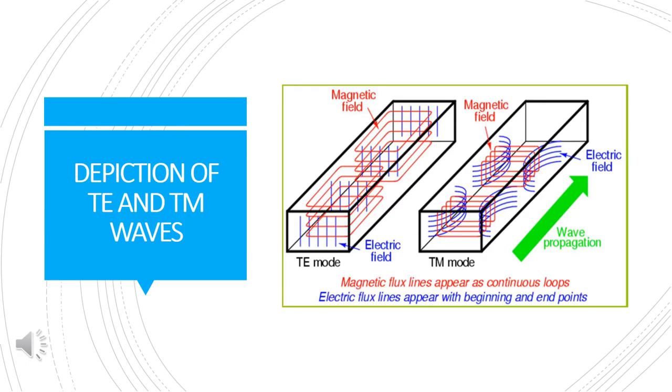So this diagram depicts the TE and the TM waves. Considering the direction of wave propagation, the first diagram shows the TE mode where the electric field lines are perpendicular to the direction of wave propagation. The second diagram, again considering the wave propagation, shows the TM mode, where the magnetic field lines are perpendicular to the direction of wave propagation, and hence it is termed the transverse magnetic field.